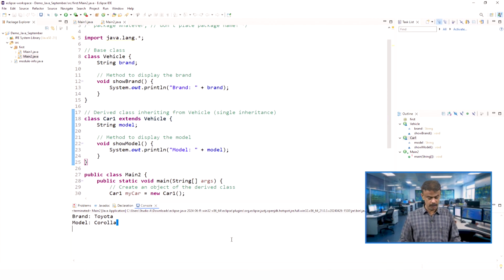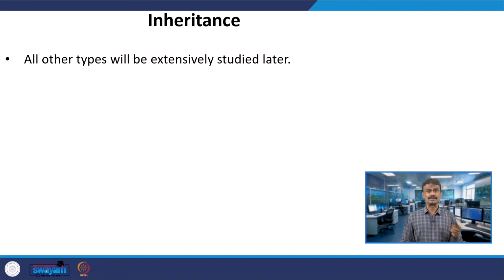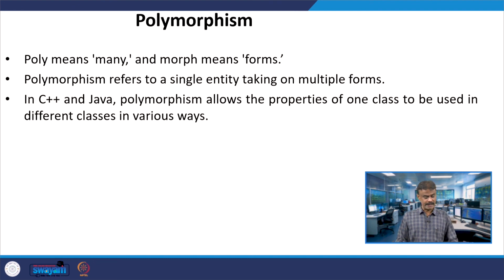the same program whatever I have explained, if you run it you will get the output Toyota and Corolla. So, we have seen only single inheritance, and the rest 4 we will study in detail in the coming weeks, slightly later. Now the next concept is polymorphism.